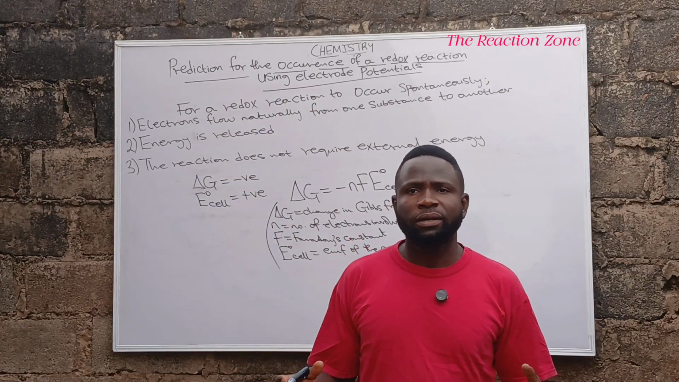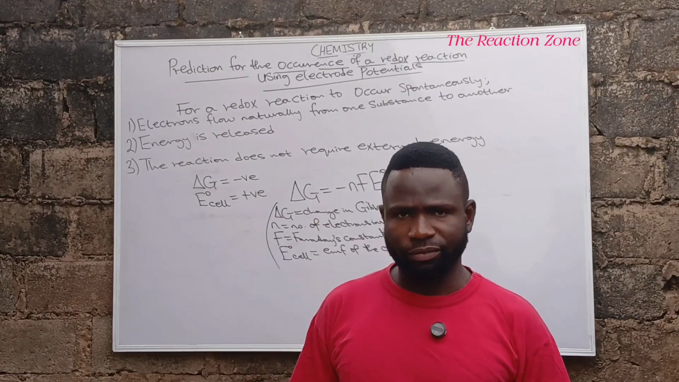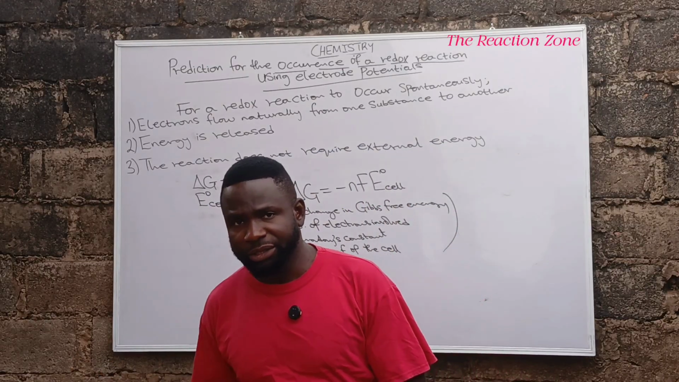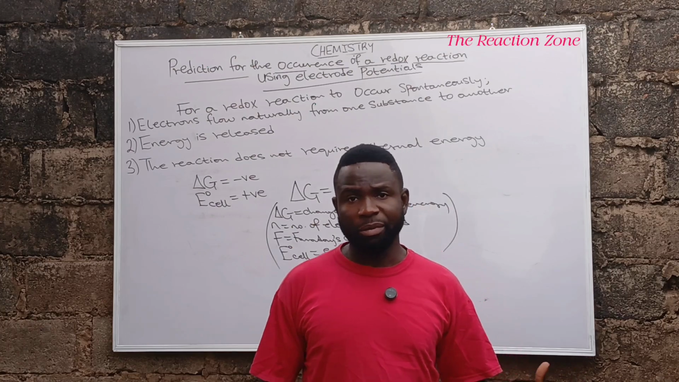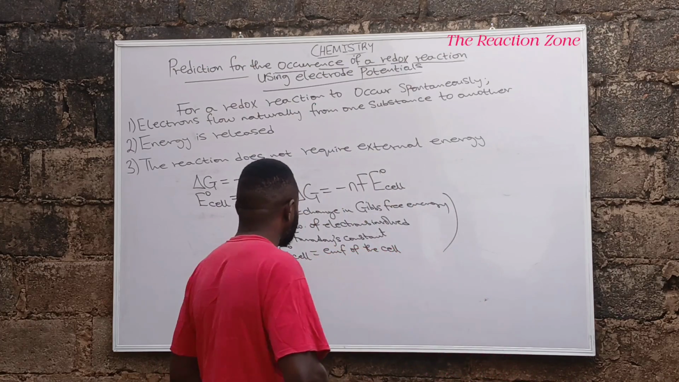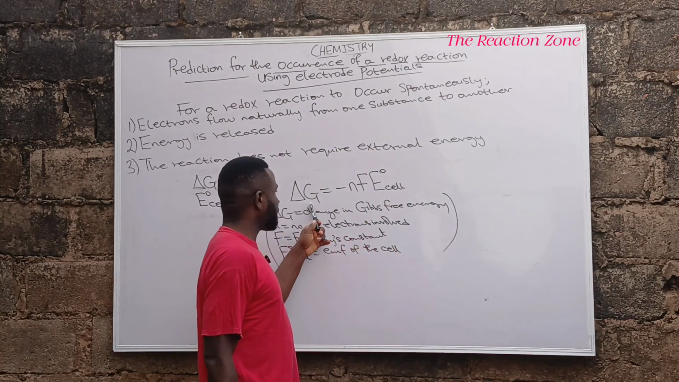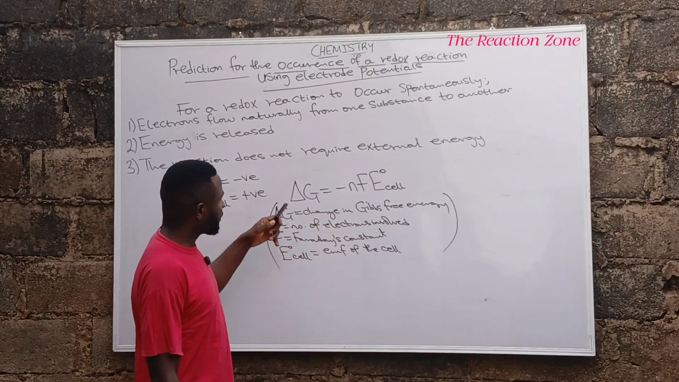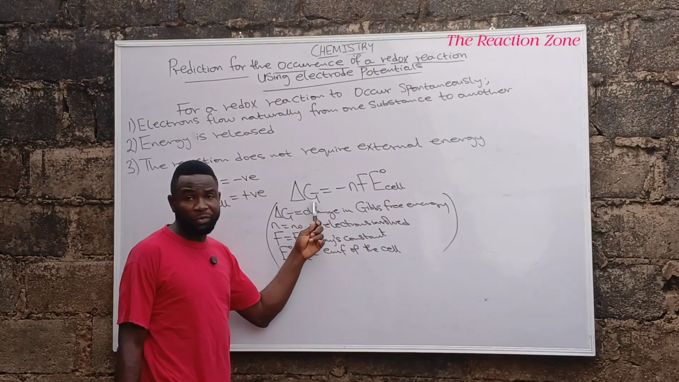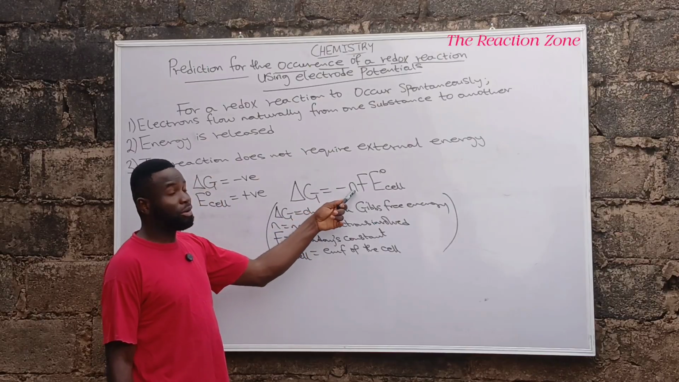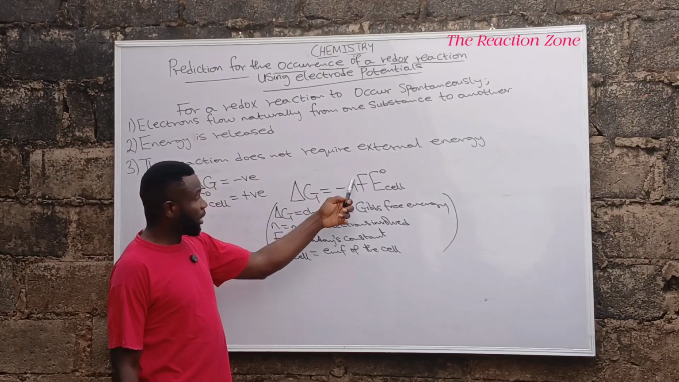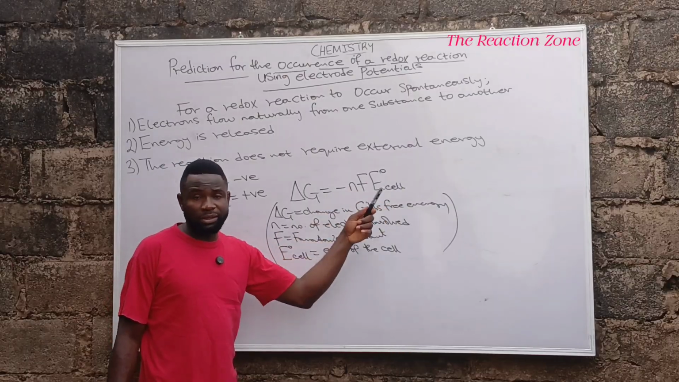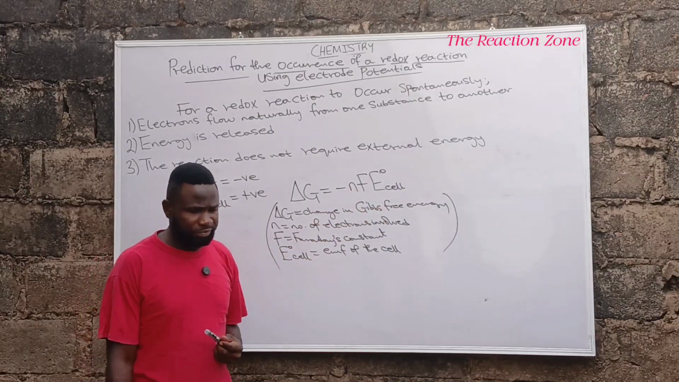Now there is a mathematical equation that shows the relationship between the Gibbs free energy and the EMF of the cell. And that equation is delta G is equal to minus nFE naught cell, where delta G represents the change in Gibbs free energy, n represents the number of electrons involved, F is Faraday's constant, and E naught cell is the EMF of the cell.